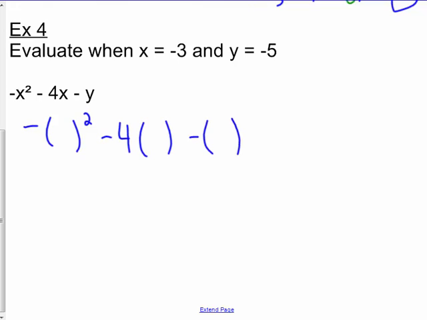So now I'm going to plug in my numbers. X is negative 3, so I put them into the first two, and y is a negative 5. Remember, that negative outside of the negative 3 squared really means a negative 1. So it's negative 1 times negative 3 squared. Negative 3 squared is 9 here, so really I get a negative 9.